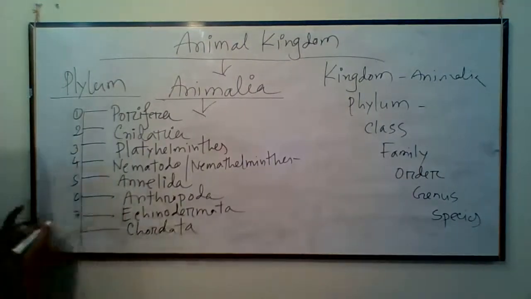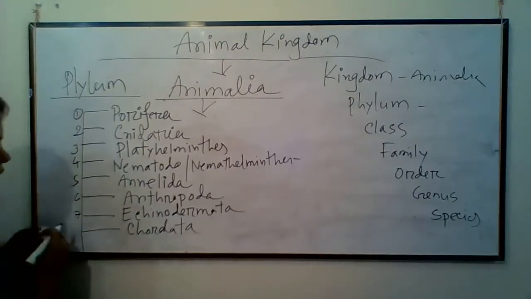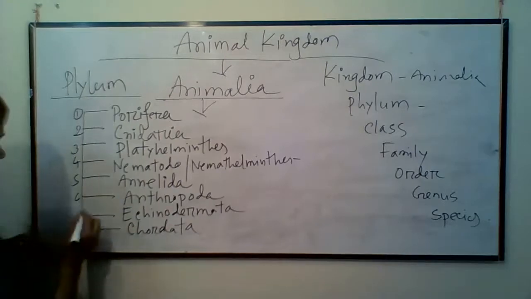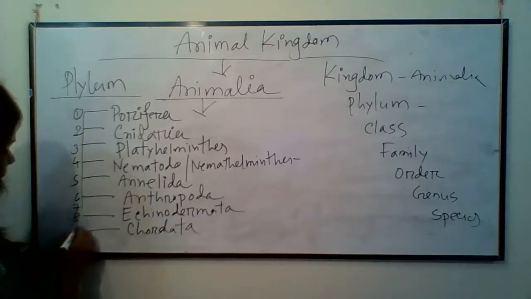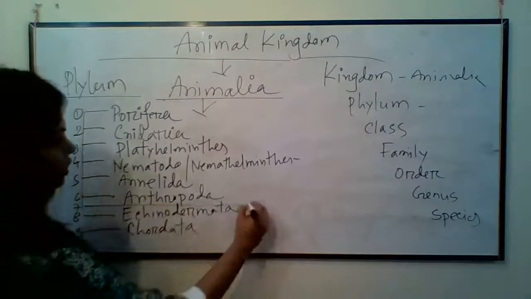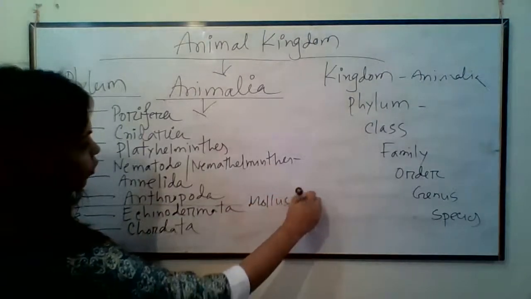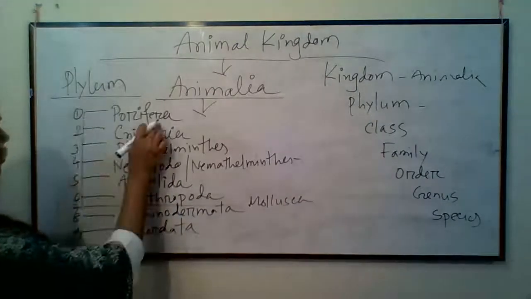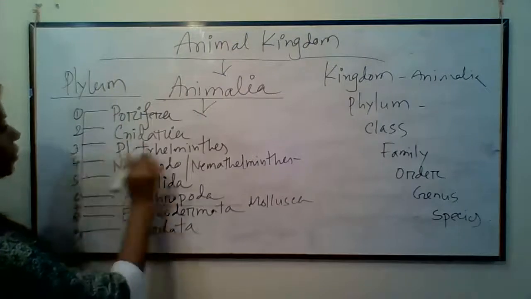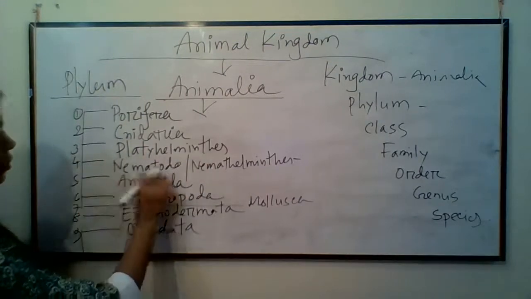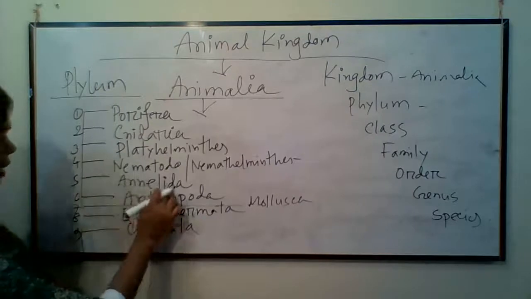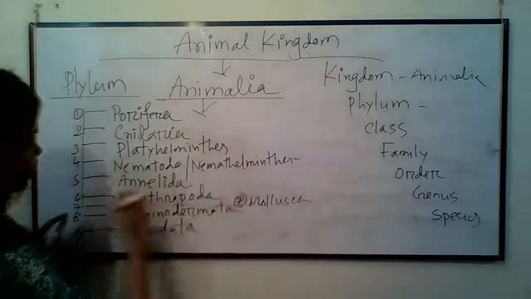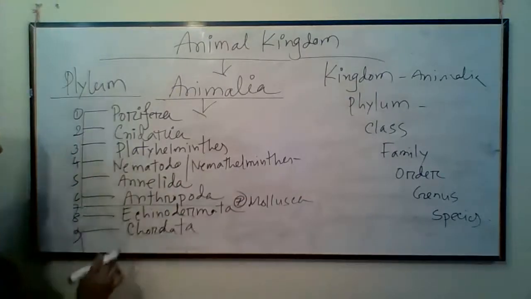Oh yes, that's why I'm not getting the number. You said there is another. Listen: 7, 8, 9. Seven is not here: Mollusca. So listen, I am showing again: phylum 1 Porifera, phylum 2 Cnidaria, phylum 3 Platyhelminthes, phylum 4 Nematoda, phylum 5 Annelida, phylum 6 Arthropoda, phylum 7 Mollusca, 8 Echinodermata, and 9 Chordata.